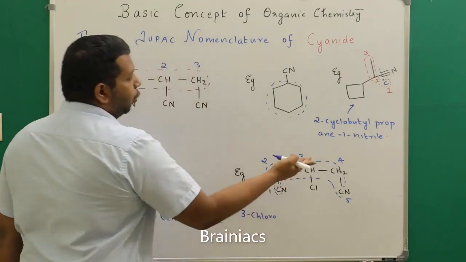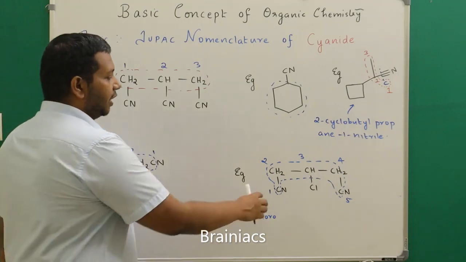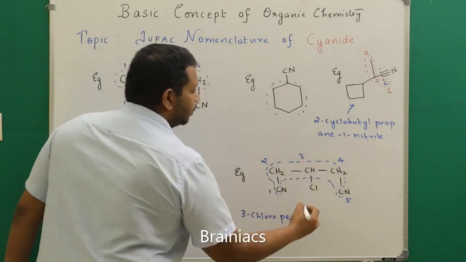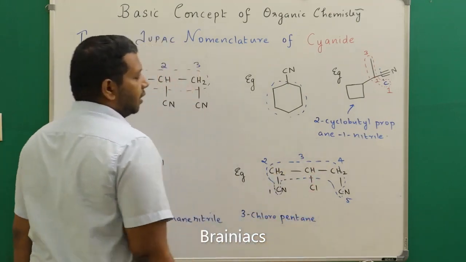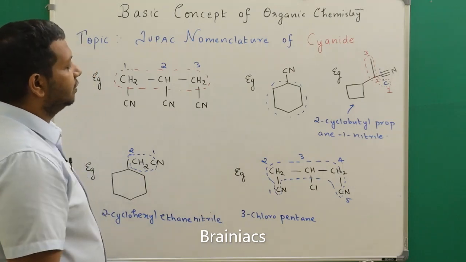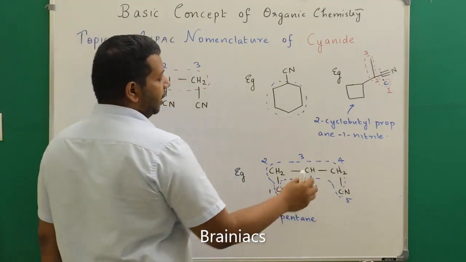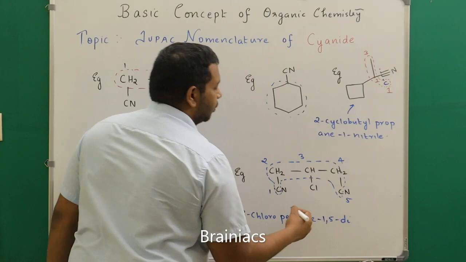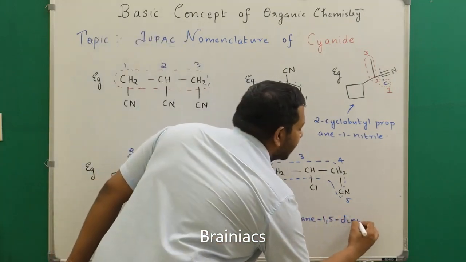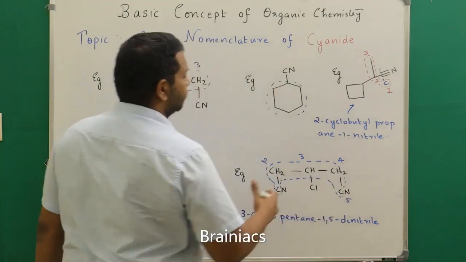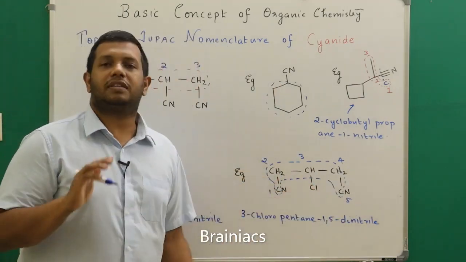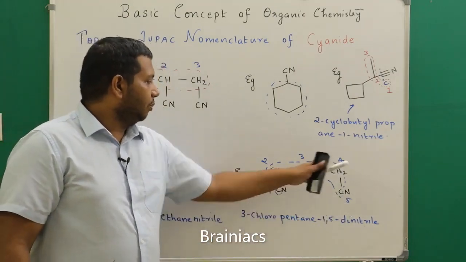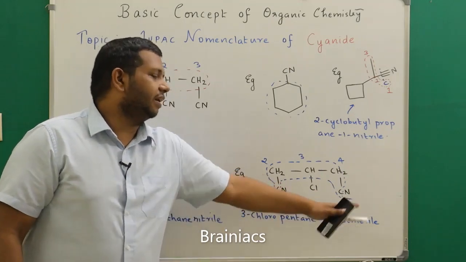So I use the term 3-chloro. The 1 degree prefix is not applicable since it is not a cyclic compound, and the word root for 5 carbon atoms is pent, and all are connected through single bonds, so I use pentane. Correct? Then I know that at positions 1 and 5 you have nitrile. So pentane 1,5, both are the same, so we use the term dinitrile. Since 2 are there and these 2 are similar, we use dinitrile. So 3-chloropentane-1,5-dinitrile.